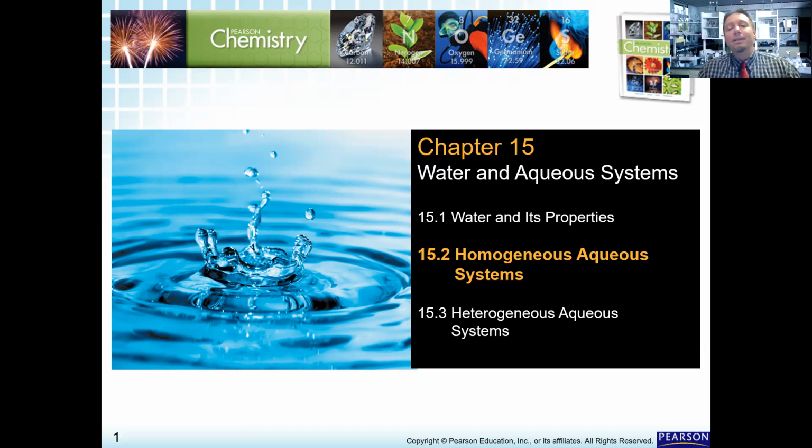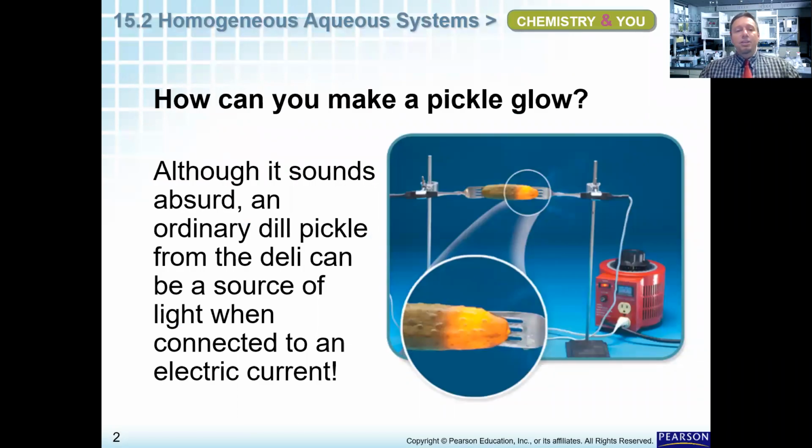So we're going to build on that today and talk about homogeneous mixtures and homogeneous aqueous systems. So that is 15.2. We're going to do part of 15.2 today, and I'll finish this one up on our virtual lesson on Monday. So this will be part A. So let's talk about this here real quick.